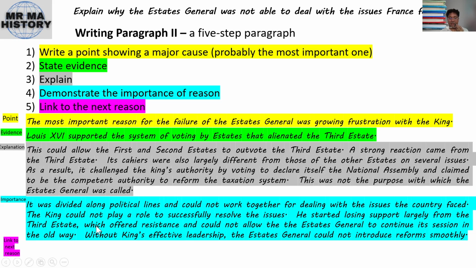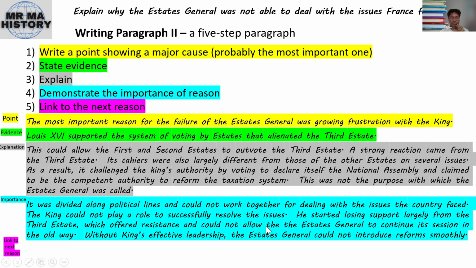So that was why he started losing support largely from the third estate, which offered resistance and could not allow the Estates General to continue its session in the old way. So without the king's effective leadership, the Estates General could not introduce reforms smoothly. So this is the importance.